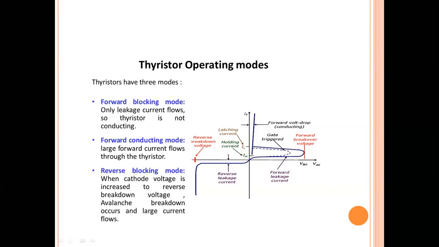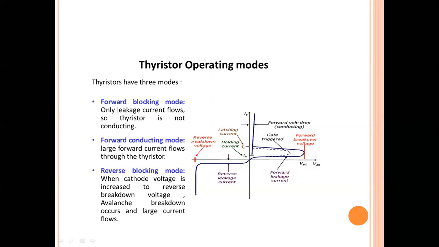So from this particular point O to this particular point M, the device is considered to be in the forward blocking region, having the leakage current flowing through the device, with a magnitude from this 0 point to this particular point.